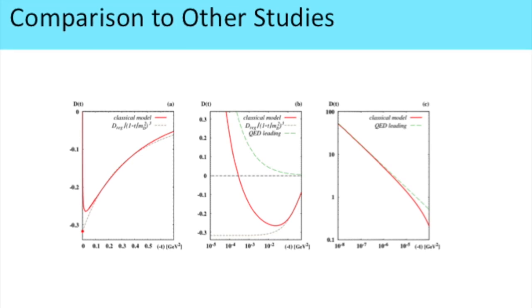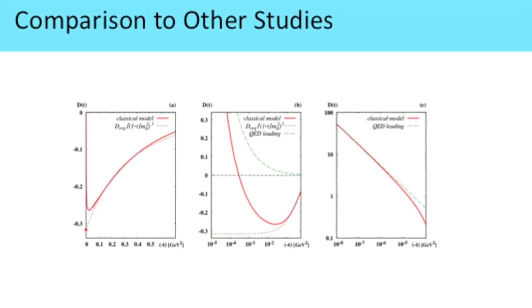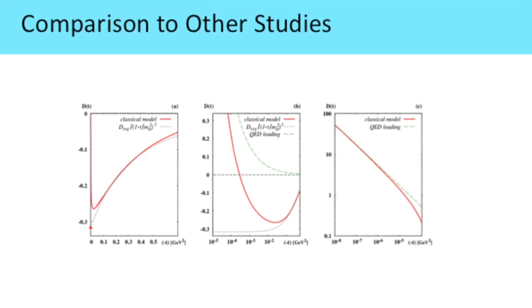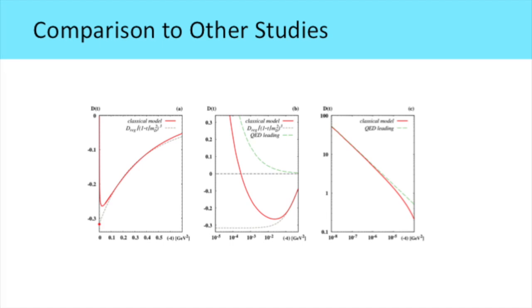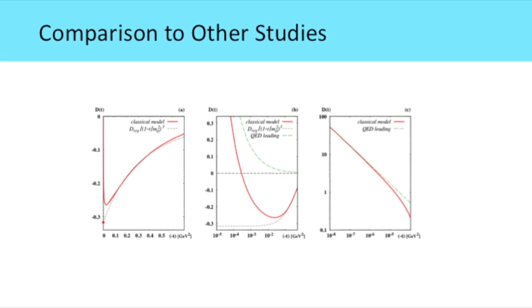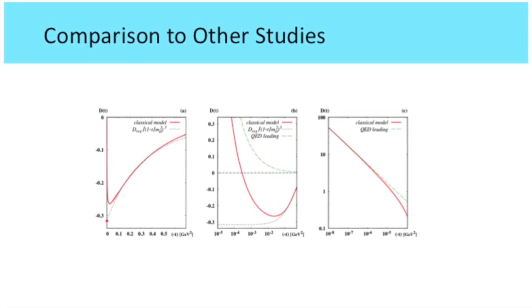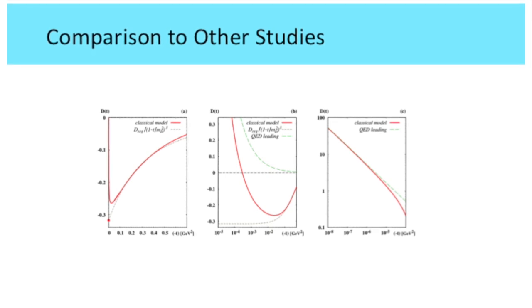Unfortunately, I don't have the time to go through this in detail, but I wanted to show a graph comparing the D term calculated using effective field theory techniques with our calculated D term. For negative T less than 10 to the negative 6 giga-electron-volt squared, the QED results are the same as our results.